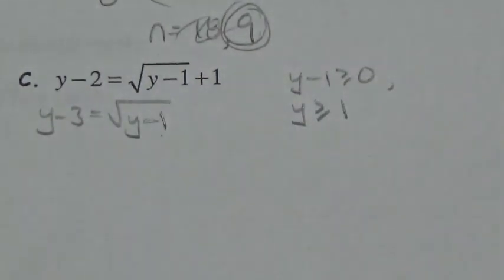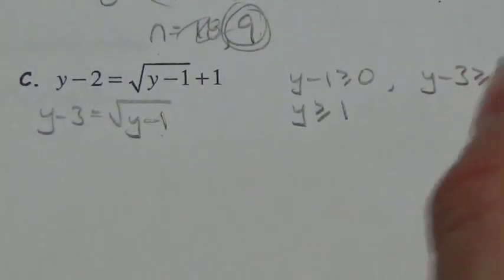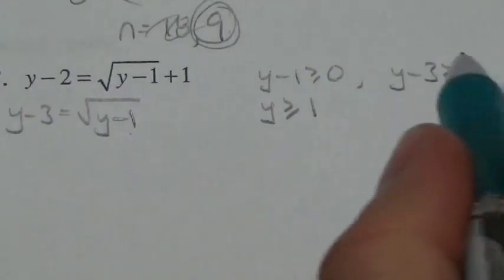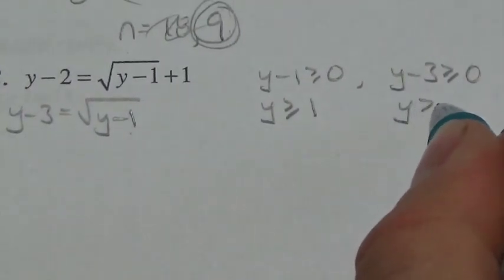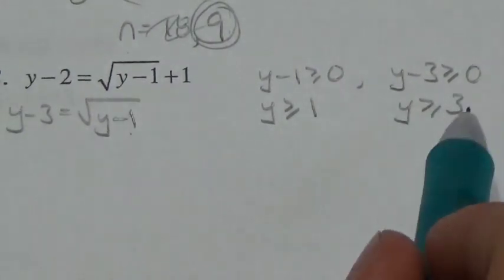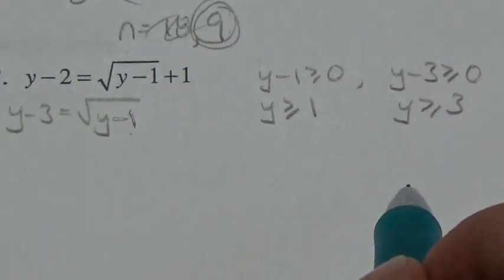But additionally, I know that whatever my radical is equal to also must be positive, because the square root of a value is always going to be the positive value, never the negative. So I know as a result that whatever's on that other side of the equation also has to be positive. And if I bring that 3 over, I get that y must be greater than or equal to 3. So now when you look at these two restrictions together, y has to be greater than or equal to 1, y has to be greater than or equal to 3.